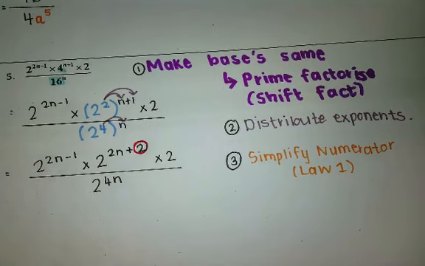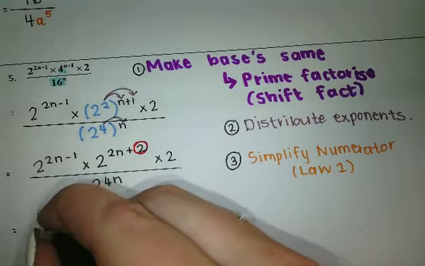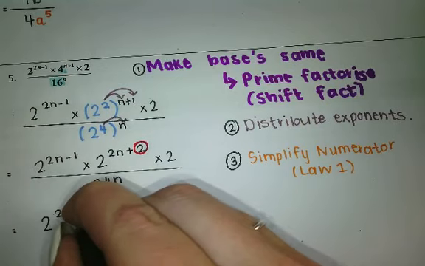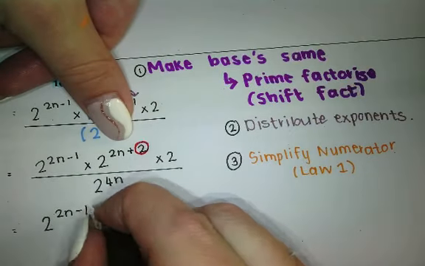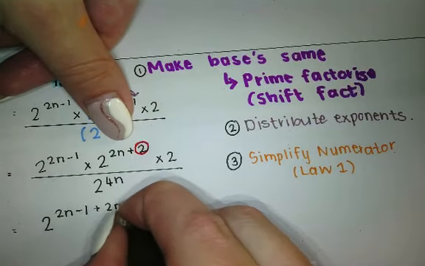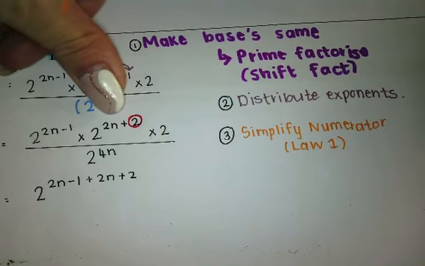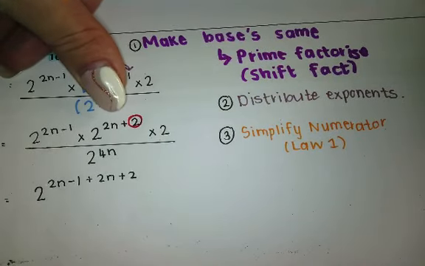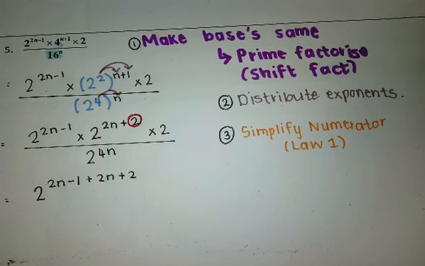Okay, and law 1 states whenever our bases are the same and we are multiplying, we add our exponents. Okay, so I keep my base, 2 to the power of 2n minus 1 plus 2n plus 2. There's no need to put it in a bracket because remember, a plus sign causes no problems for us. It's only the negative. Are you with me? Okay?